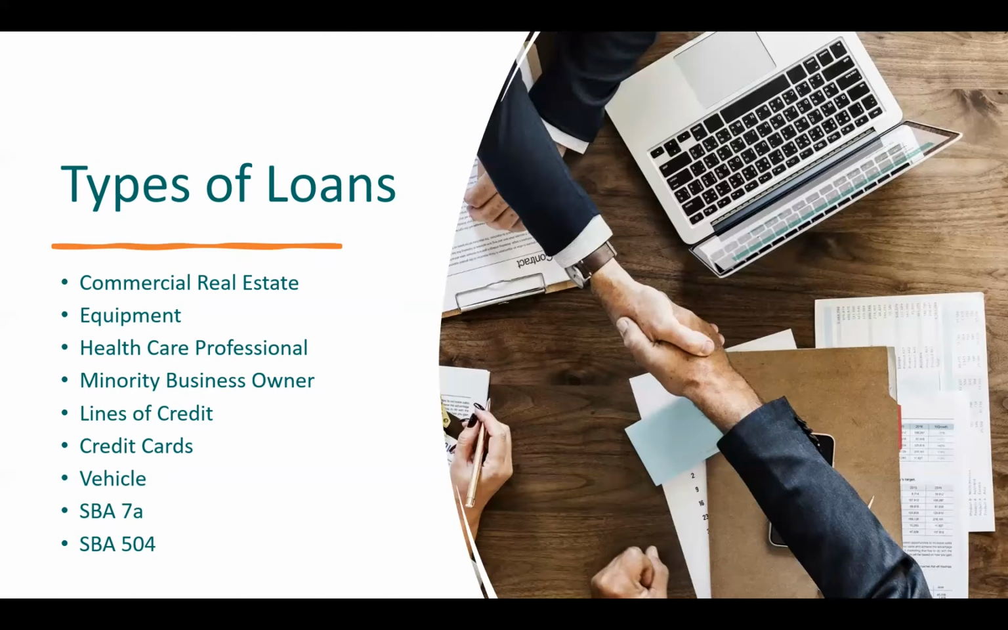Lines of credit are very similar to credit cards, where you have an available line and then you can advance on that line of credit depending on your needs and what the limit of the line is. You can do a vehicle loan, not a fleet of vehicles, but if you're looking to purchase a vehicle for your business, we can help with that also. We sometimes use SBA 7A and SBA 504 loans. These are very specific loans. Depending on the situation, we may want to use them or we may not want to use them.